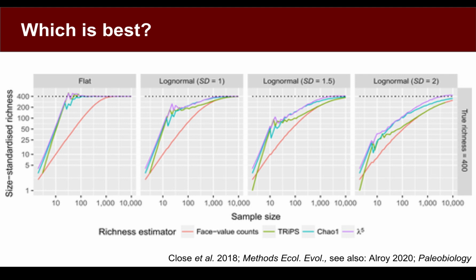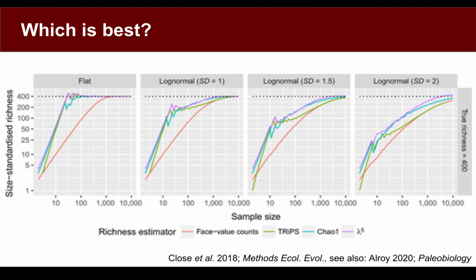So obviously there are many of these things out there, and a good question would be, well, which is the best of those? There's a couple of papers, again these are in the reading list, that have attempted to look at this with things like simulations, but also some empirical examples. The figure here is from the Close paper, but there's also a much more recent paper by Alroy in Paleobiology. Each column of this figure is a different shape to that rank order abundance curve.